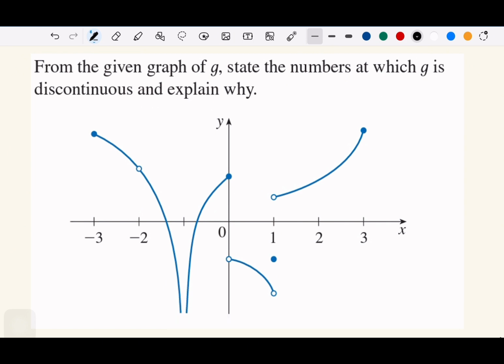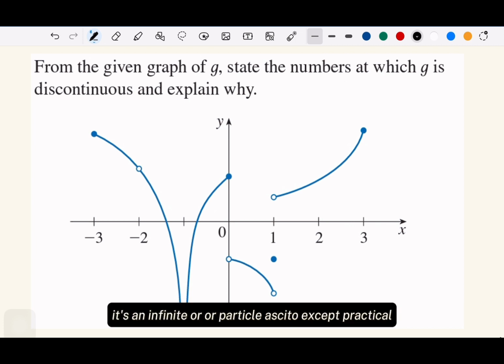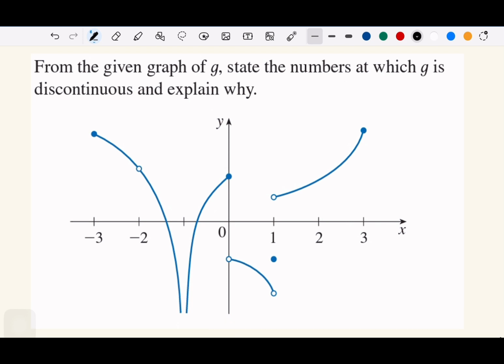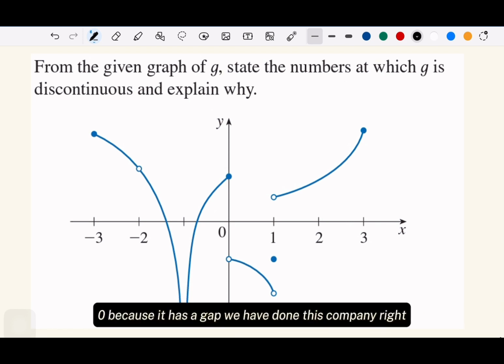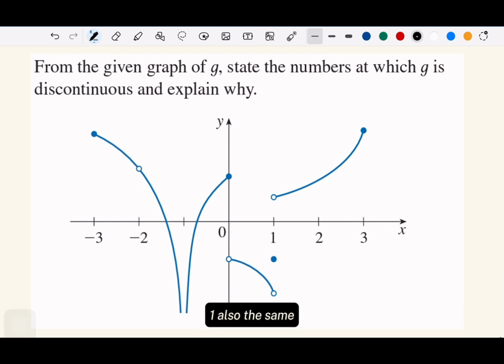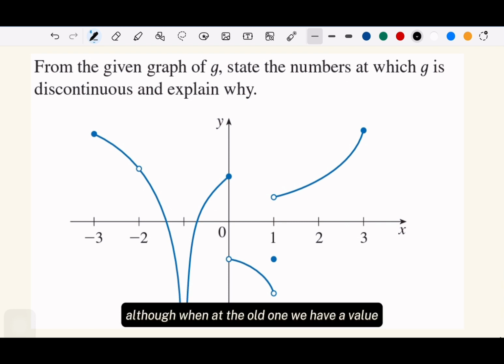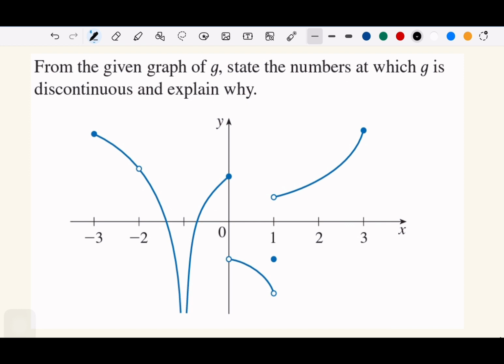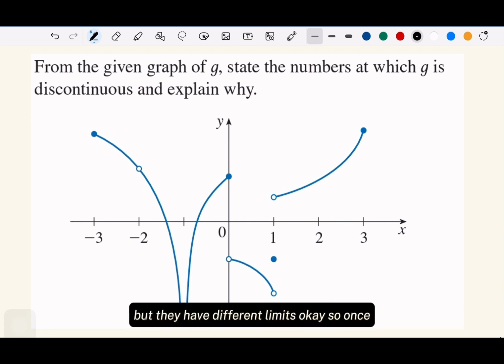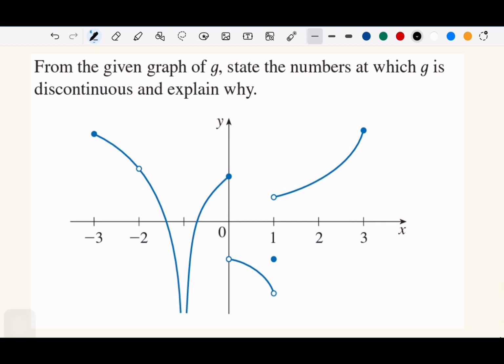And then negative 1, because it acts as an infinite or vertical asymptote. You can say vertical asymptote. And then what else? 0, yes, because it has a gap. We have a jump discontinuity, right? And then what else? 1, also the same. Although when x equals 1 we have a value, they have different limits. So 1, and then I think that's it, right?